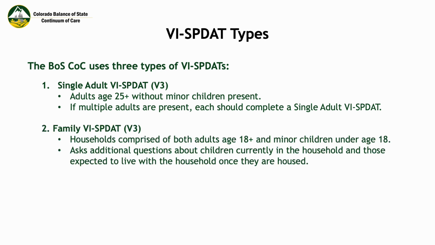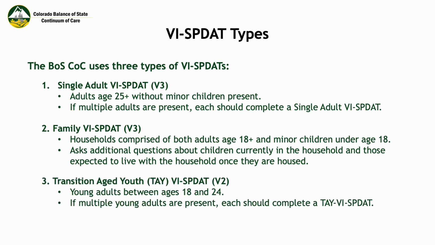Second is the Family VI SPDAT version 3. This is designed for households comprised of both adults, age 18 and older, as well as minor children under the age of 18. The Family VI SPDAT asks additional questions about children that are currently in the household and those that are expected to live with the household once they're housed.